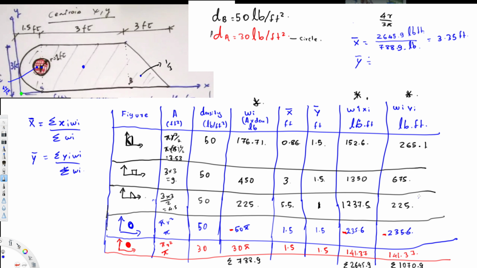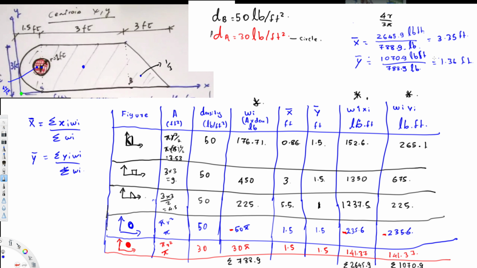And if I calculate y bar, it comes out like this. Sigma wi yi is 1070.9 foot pounds divided by sigma wi, which is 788.9 pounds, and if you divide both of them, you will get 1.36 feet. So these are the coordinates of the centroid.